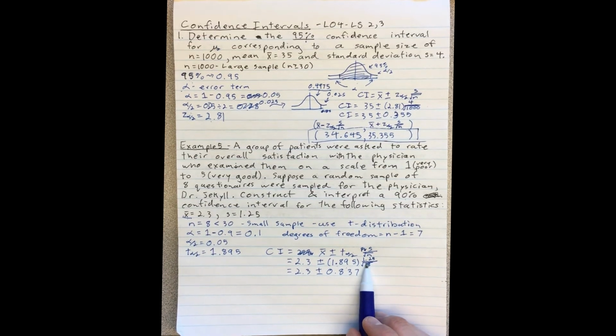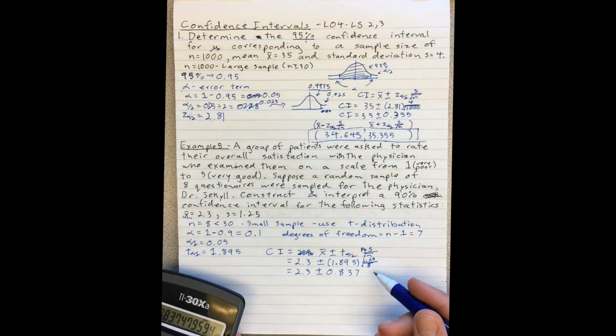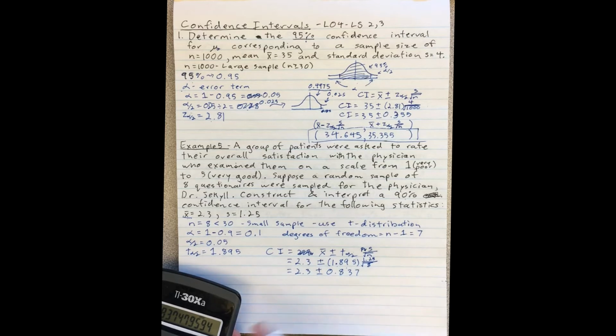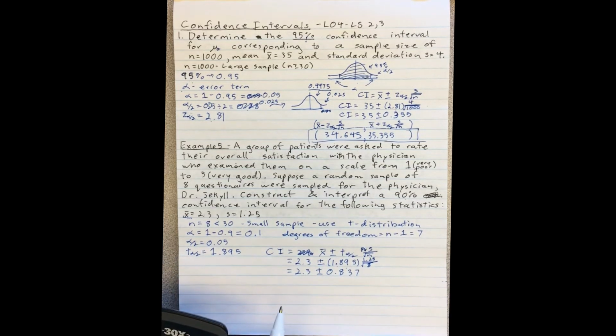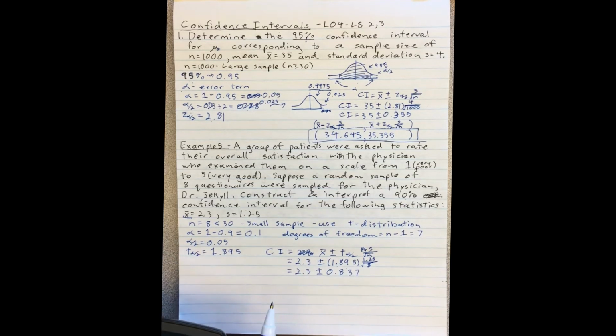Sometimes your calculator might not do things this easily. It works okay for my calculator, but just make sure you're doing things the right way. It might even be easier to figure out this fraction first and then multiply it, just because sometimes calculators can do things in a really funny way. But whatever the case is, this is 2.3 plus 0.837.